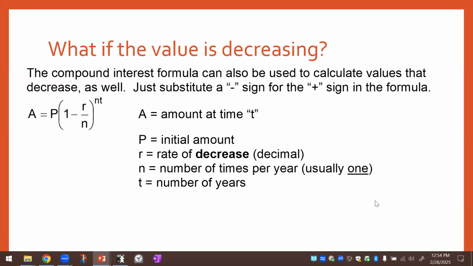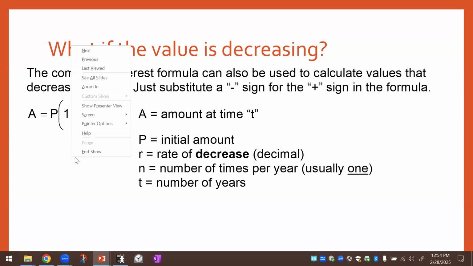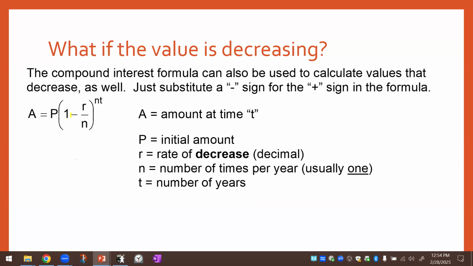All right. Now, what if the value is decreasing? Well, if the value is decreasing, the only thing that changes is instead of 1 plus r over n, it becomes 1 minus r over n. That's all you're doing. Got it? So when it's decreasing, our plus becomes a minus. Everything else is staying the same. Make sense?